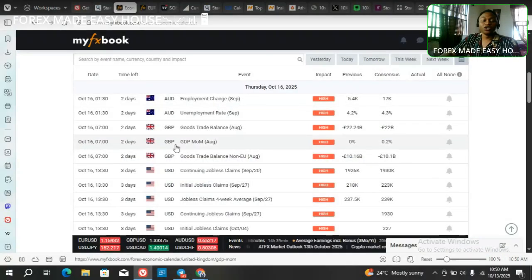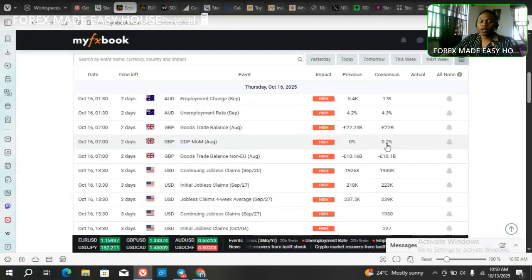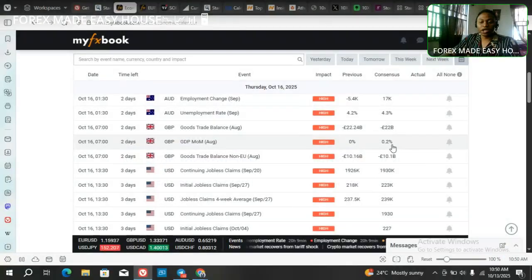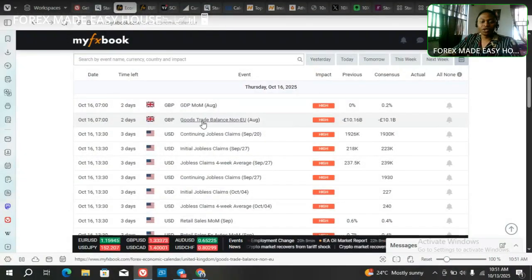Okay. So the GDP month over month. Over here, they are seeing that it is 0% previously. They are expecting it to be plus 0.2%. If you go exactly at 0.2%, it is good. A lower figure than 0.2% is bad. Then this is the trade balance non-EU. The same way I explained the first one applies to this.